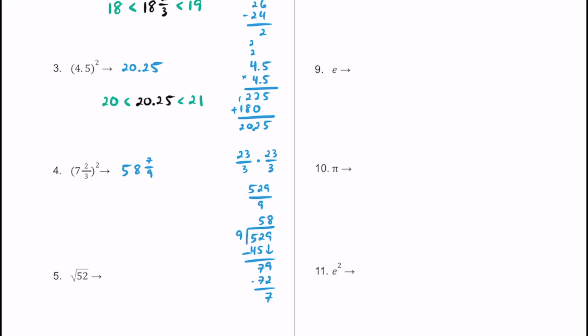So this is going to be between 58 and 59. 58 is going to be on the smaller side. That's the integer that is directly smaller than it. And the integer that's directly bigger than it by 1 is going to be 59. So this value falls between 58 and 59.